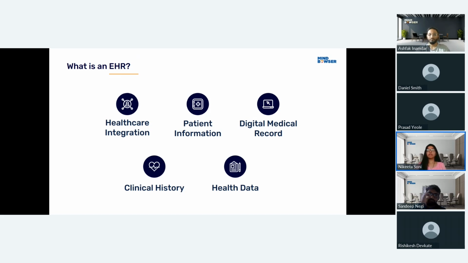Then we have patient information. It includes the basic details like your name, age, medical history, things that the doctor needs to know before treating a patient, instead of keeping track of their past illnesses, diagnoses, allergies, and all the medications on paper. An EHR stores everything securely, ensuring that the doctor always has the right information at the right time.